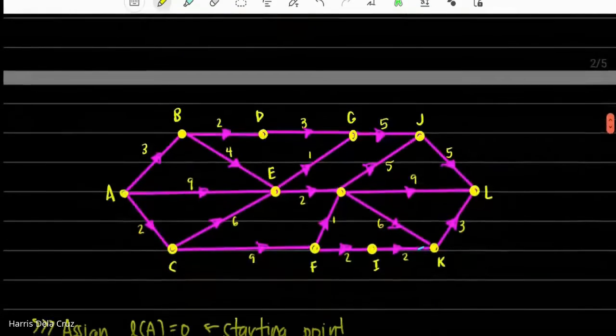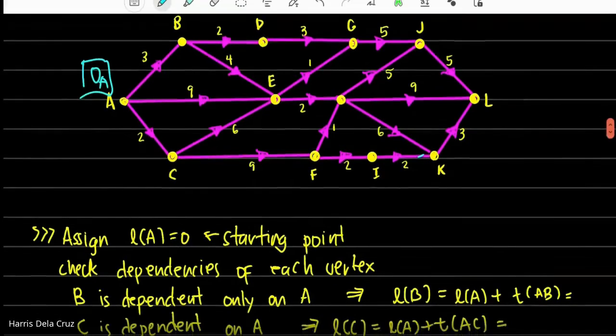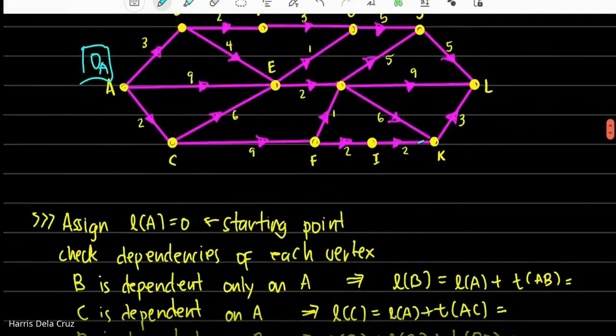So, ganito yung idea. So, let's say we have the same graph. So, assign LA, temporary label sa A, you're starting as 0. So, ganun pa din. Ito temporary label mo siya as 0. Okay? And then, you check the dependencies of each vertex. So, ano ang mga nakadependent kay A? So, from A, pwede mong gawin si B, yan, si E or si C.